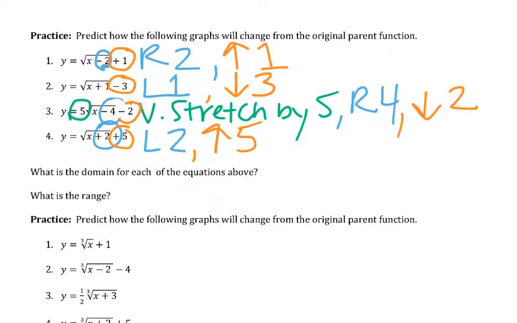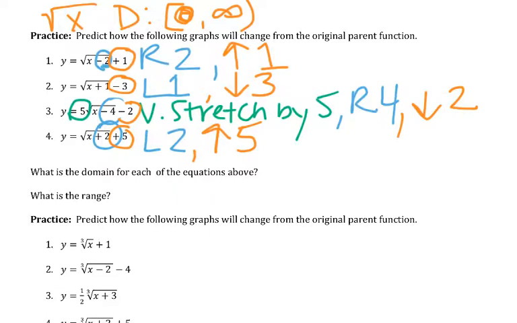All right, now we need to think about domain and range. If you go back to our original notes on the parent functions, we know the domain for the square root of x is 0 to infinity, because we can't take the square root of negative numbers. So it has to be 0 or a positive number.